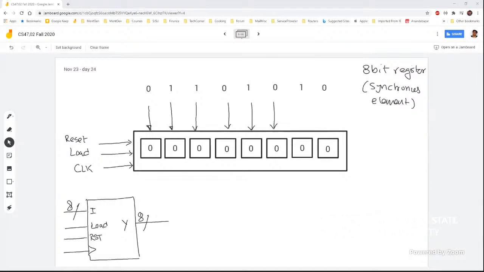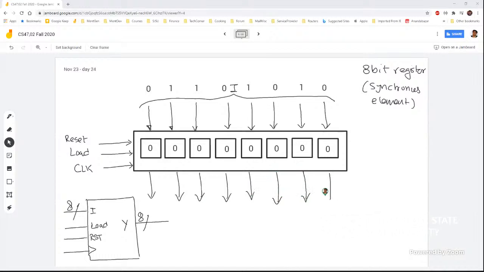And this is my I here. And we have an 8-bit output. For a 32-bit register, it will be a 32-bit output from here. So this is my Y.